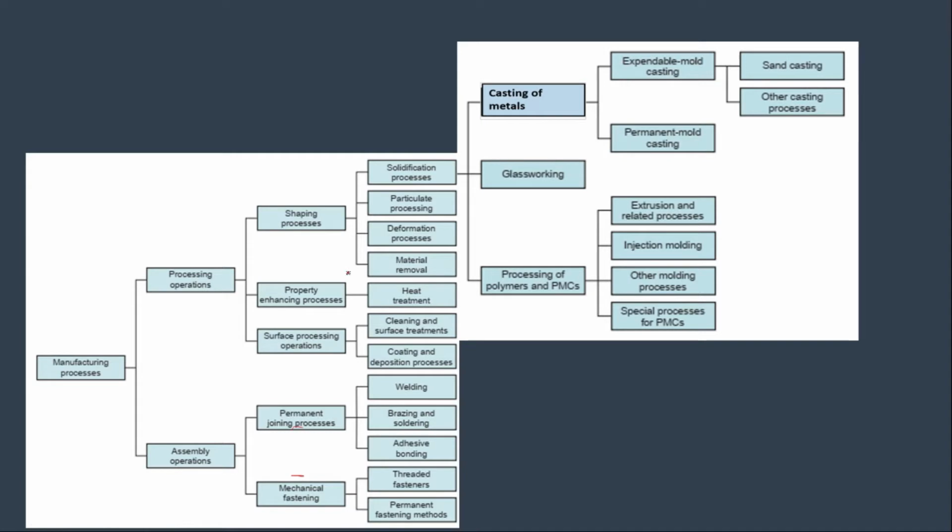So now we are discussing chapter number 10. From the processing operation, we move towards shaping, and from shaping we move towards solidification. Among the solidification we have three topics: the casting of metals, glass working, and the processing of polymers. That is chapter number 10 of your book. It is, I guess, chapter 12. It is 10, 11, and this one is chapter 13.